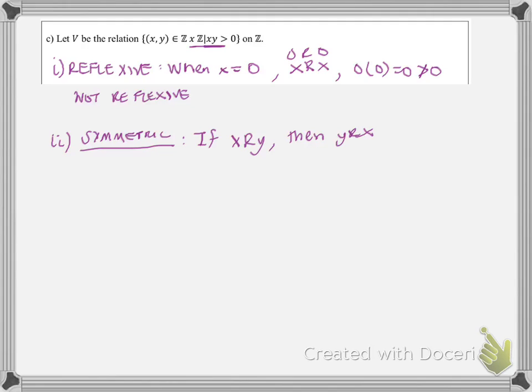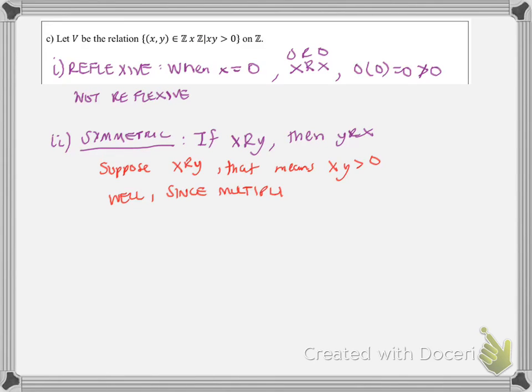Okay. So you should realize that it is symmetric, since this is multiplication, and multiplication is commutative, right? And just a little mini proof that it is symmetric. Suppose x relates y. Well, that means xy is greater than 0. Since multiplication is commutative, xy is the same as y times x, and so that's also going to be greater than 0. And so we would say thus y relates x and B is symmetric.